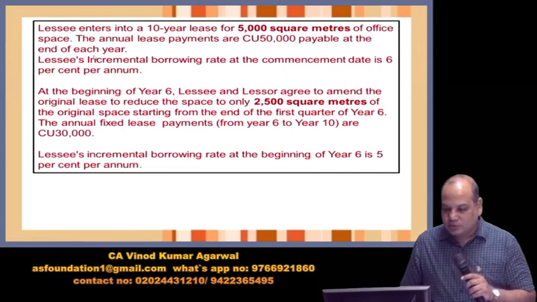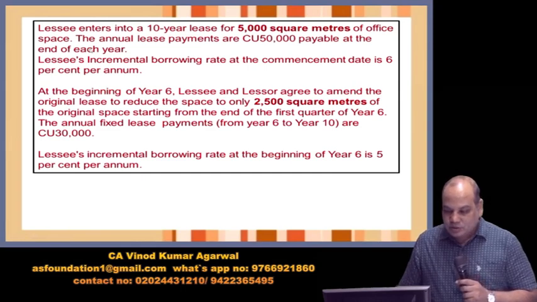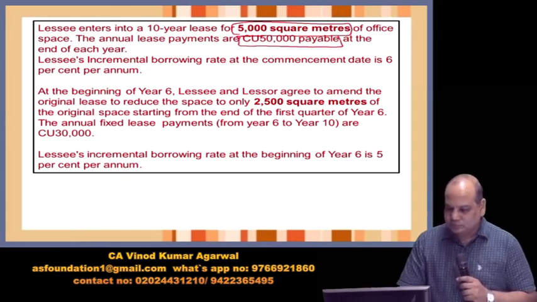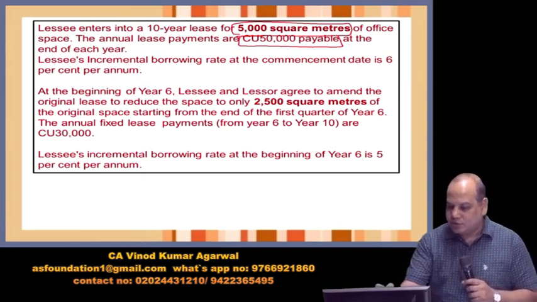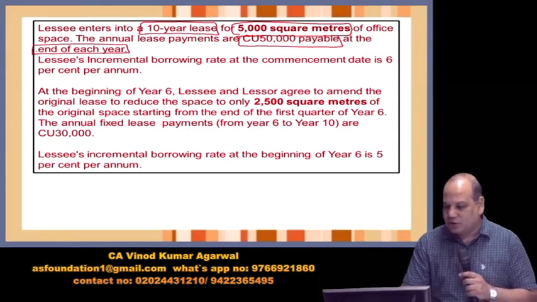Now we will solve one small case study. Lessee enters into a 10-year lease for 5,000 square meter of office space. Annual lease payments are currency unit 50,000 payable at the end of each year. So what is my area occupied right now? 5,000. How much rent we are paying? 50,000. Okay. And it is for 10 years. Payment is made at the end of the year.